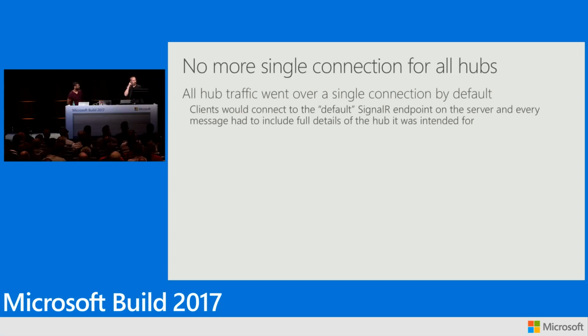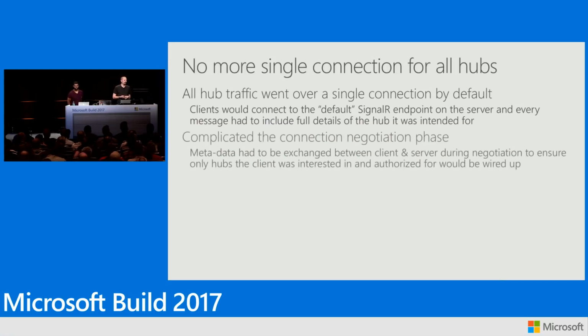What else? No more single connection for all hubs. So in SignalR today, generally all of your hub traffic, if you have more than one hub in your application, goes over one connection by default. You just connect to kind of the default SignalR endpoint /hubs, and all the stuff goes over the wire to know what hub any particular message is going to. And that complicated a lot of stuff. It meant that when we were establishing that connection, the client had to tell the server what hubs it was interested in. We had to have this payload of data.